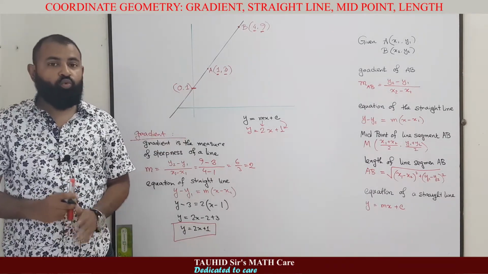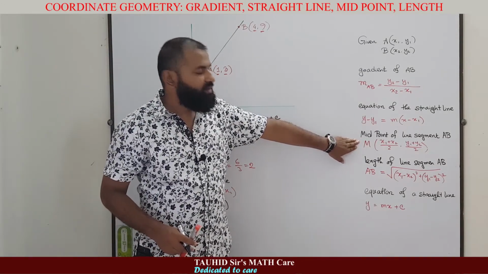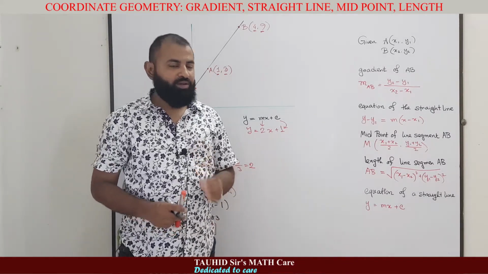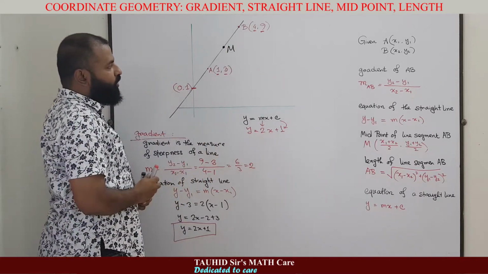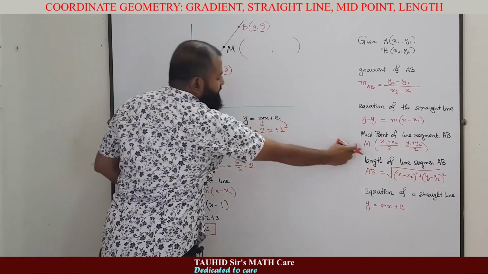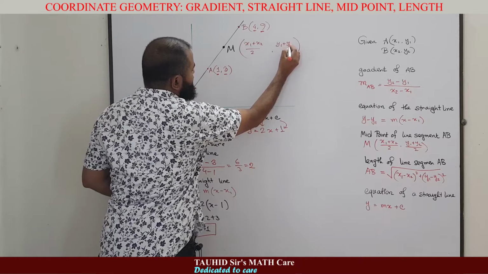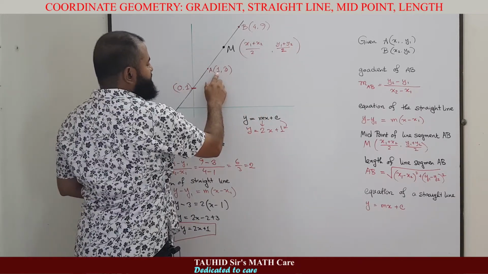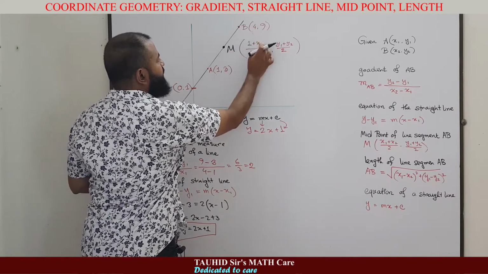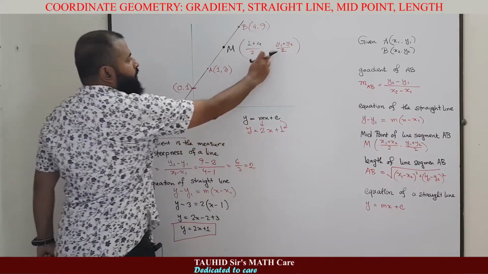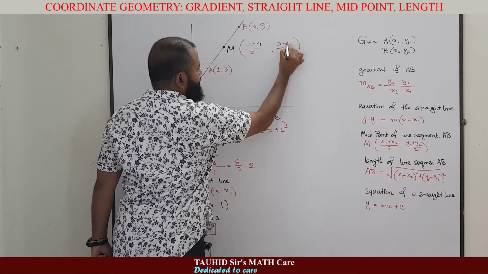Now if you are asked what is the midpoint of AB, you can notice that here I have written a formula for finding the midpoint of any line segment. So midpoint of AB, what will be its coordinate? You can see the formula here, x1 plus x2 divided by 2, y1 plus y2 divided by 2. Who is x1? x1 is 1. Who is x2? x2 is 4. Who is y1? y1 is 3. And who is y2? y2 is 9.